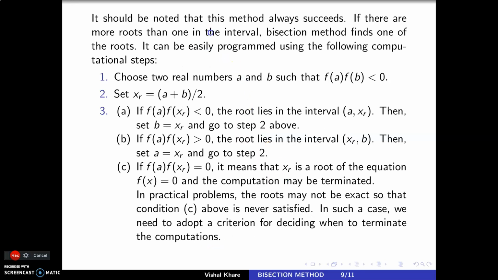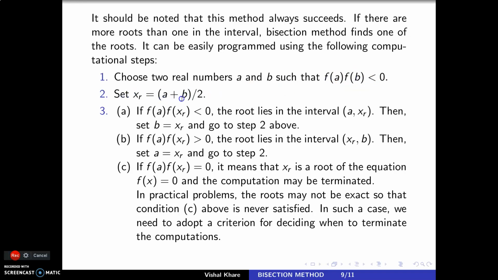It should be noted that this method always succeeds. If there is more than one root in the interval, the bisection method finds one of the roots. It can be easily programmed using the following computational steps. Number 1, choose two real numbers a and b such that f(a) times f(b) is less than 0, meaning f(a) and f(b) are of opposite sign.